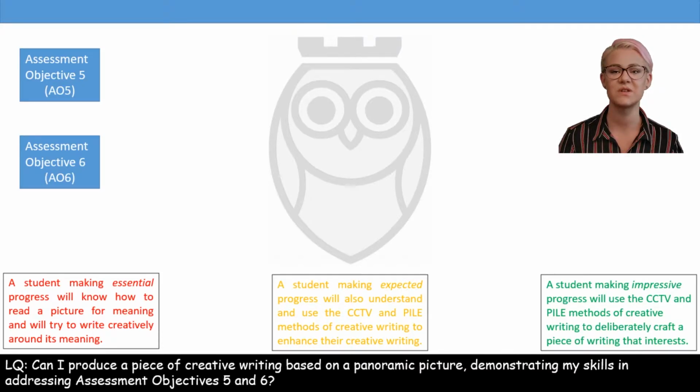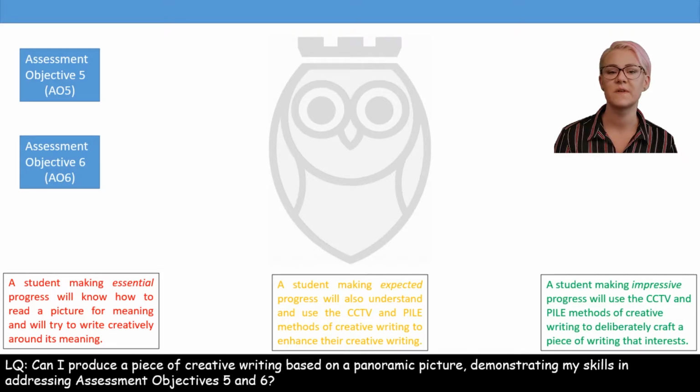This lesson in particular teaches you how to read a picture for meaning and also shows you how to use the CCTV and PAL methods to write creatively about a cinematic picture, a picture with lots going on. Please remember to download and either view in separate tabs or print out the picture resources for this lesson. The links can be found down below in the box.